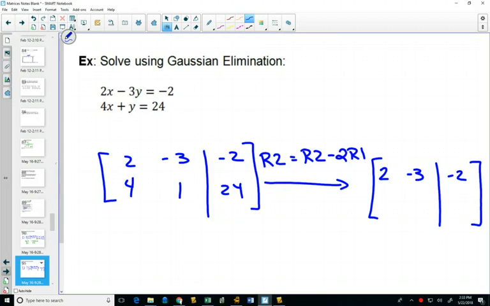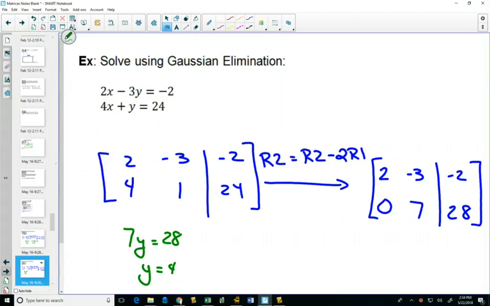And this is where, with matrices, if you make one little mental math error, it throws everything off. So here we're going to go 4 minus 2. That'll make this 0. That was our goal. 1 minus 2 times negative 3 will be 7. And 24 minus 2 times negative 2 will be 28. So now we know that 7y is equal to 28, so y is equal to 4.